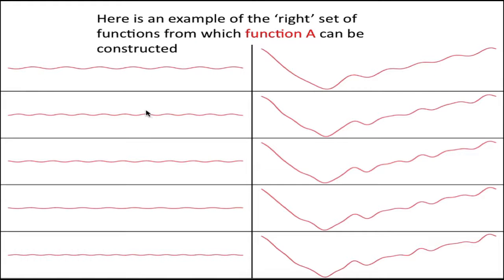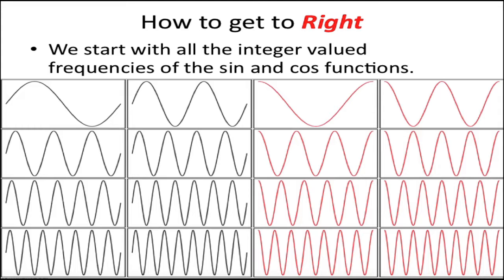And now we're adding everything. So we've got a total of 10 functions, 5 on the previous page and 5 here. When you add all of them together, we've got this one, which looks more and more like function A does. Now, how do we get to right?